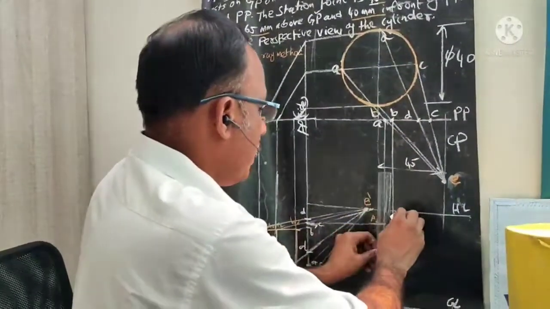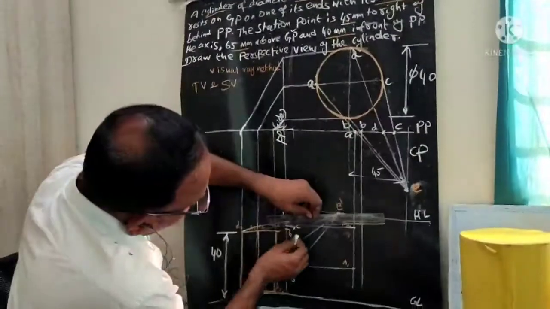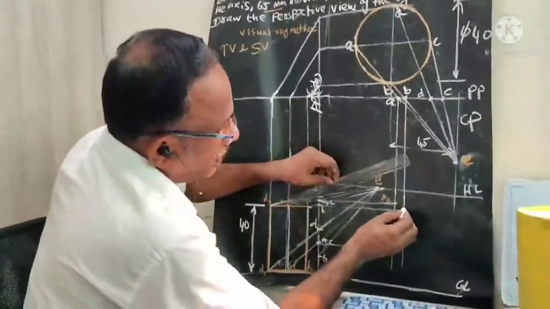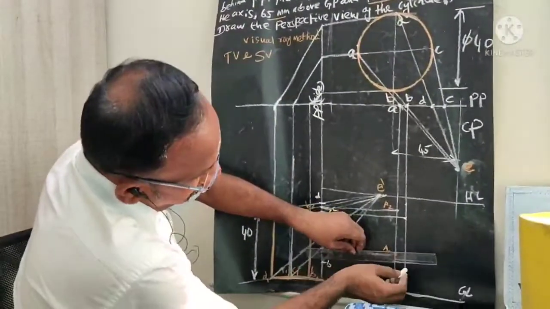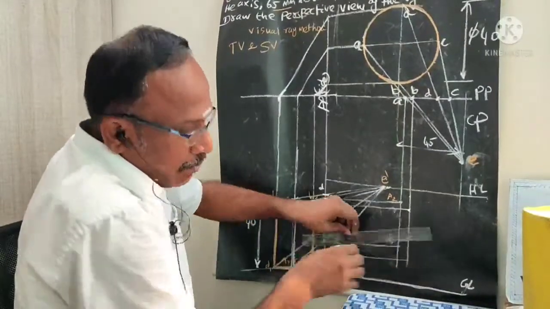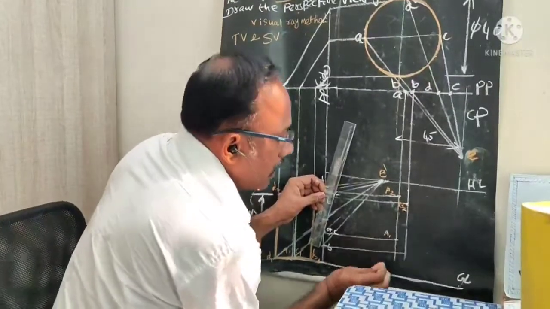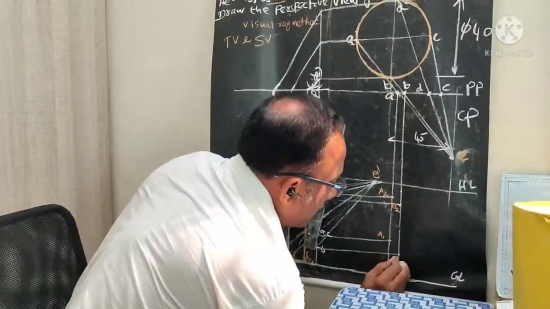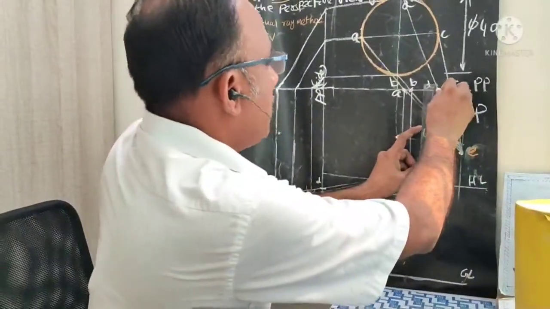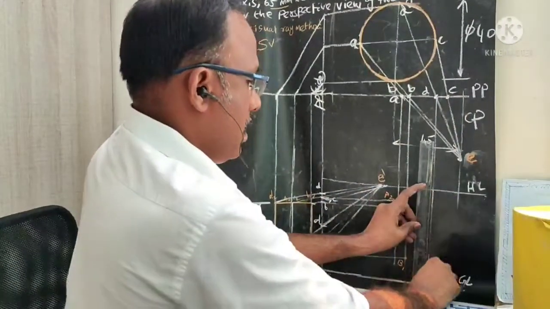I need to draw a vertical line from B, right? Now from B2, I draw one horizontal line. Similarly, from B, I need to draw another horizontal line. I will mark this point as capital B2 and this point as capital B1. Then coming to this point D, I want to draw the vertical line, right, this line.